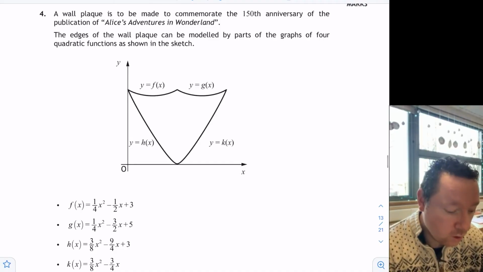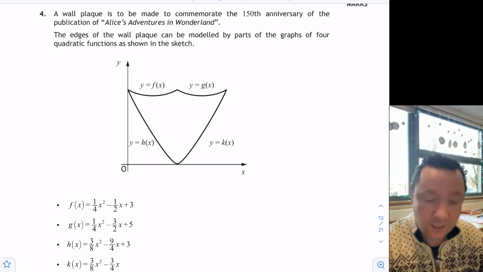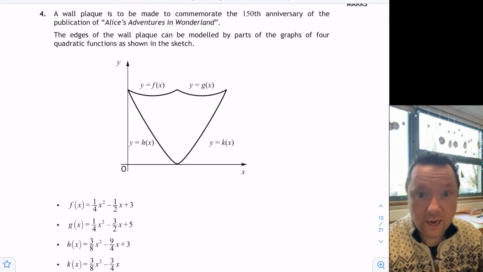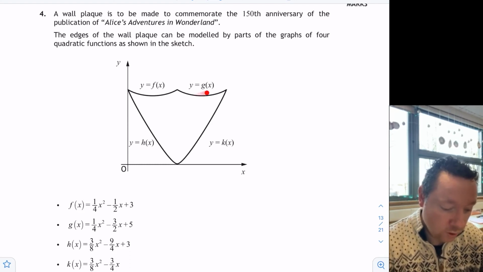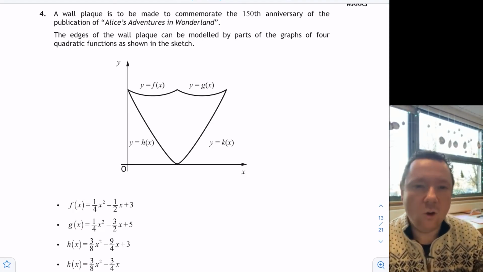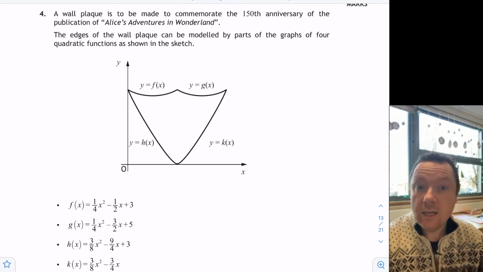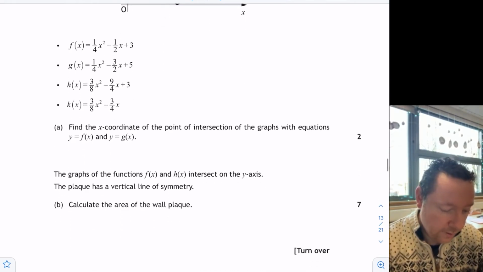Okay, this one was about a wall plaque made to commemorate the 150th anniversary of the publication of Alice in Wonderland. So the edges of a wall plaque are modelled by quadratic functions, and it gives you 4 bullet point equations. What makes this one difficult is it'll give you all these equations, all this information, but you just need to keep your head. So let's look at part A.